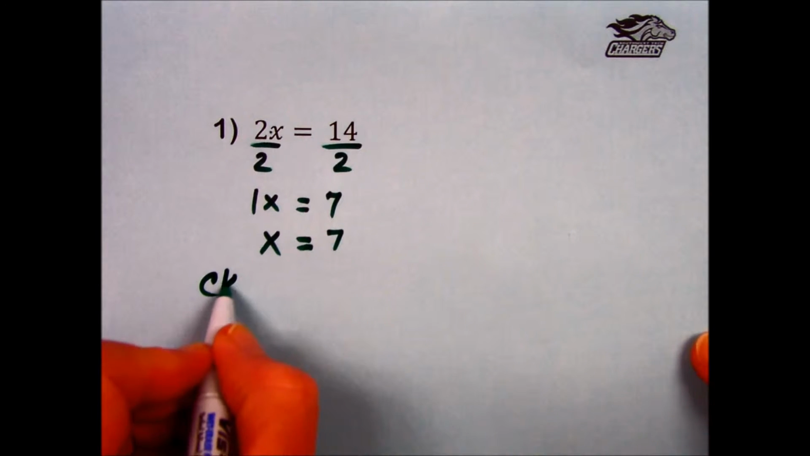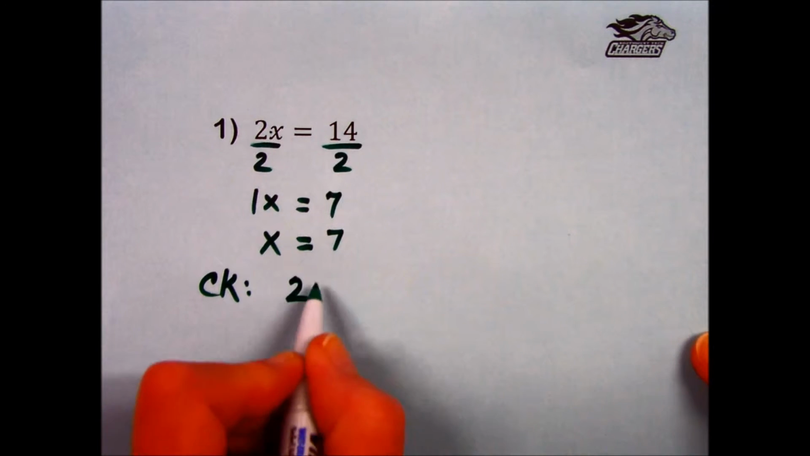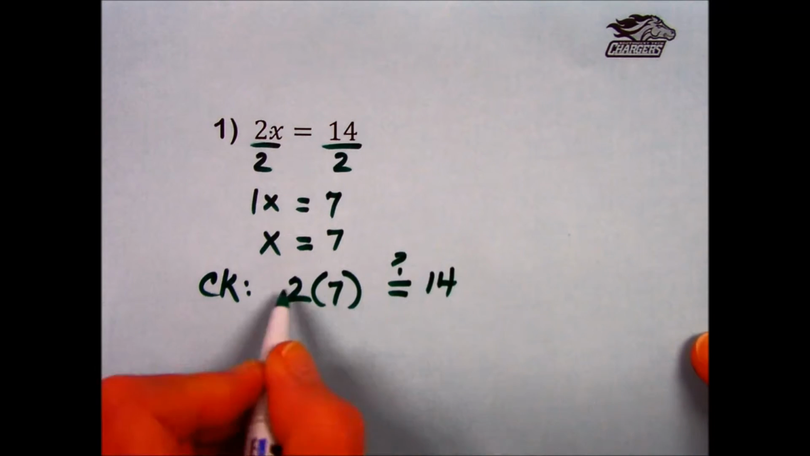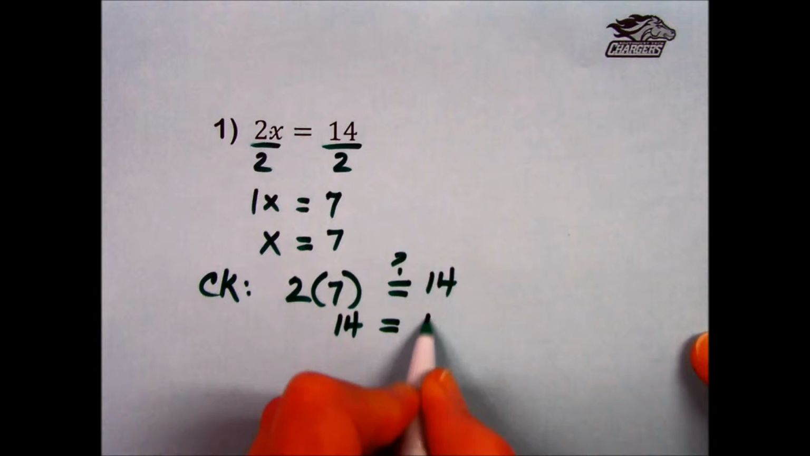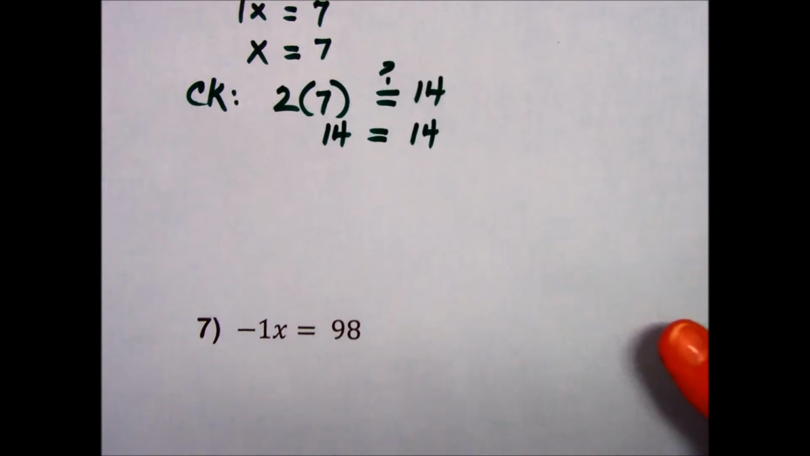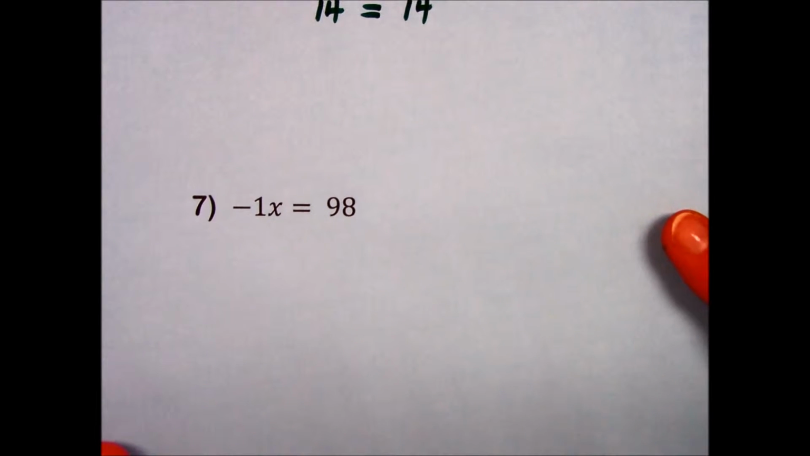Checking that, no surprise, replacing the x with the 7, does it equal the 14? 7 times 2 is 14. We have a correct solution. The procedure, though, helps us when we encounter an equation that has, as I said earlier, signed numbers in it, but the procedure is still the same.